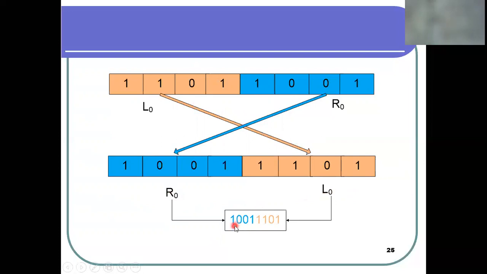So the output will be 1001 1101. This will be our first output of the first round. So I must say that this is just a simplified encryption algorithm. So dear students, for decryption, you will have to perform the reverse procedure. Okay, I think that's everything I would like to say today about the simplified Data Encryption Standard.